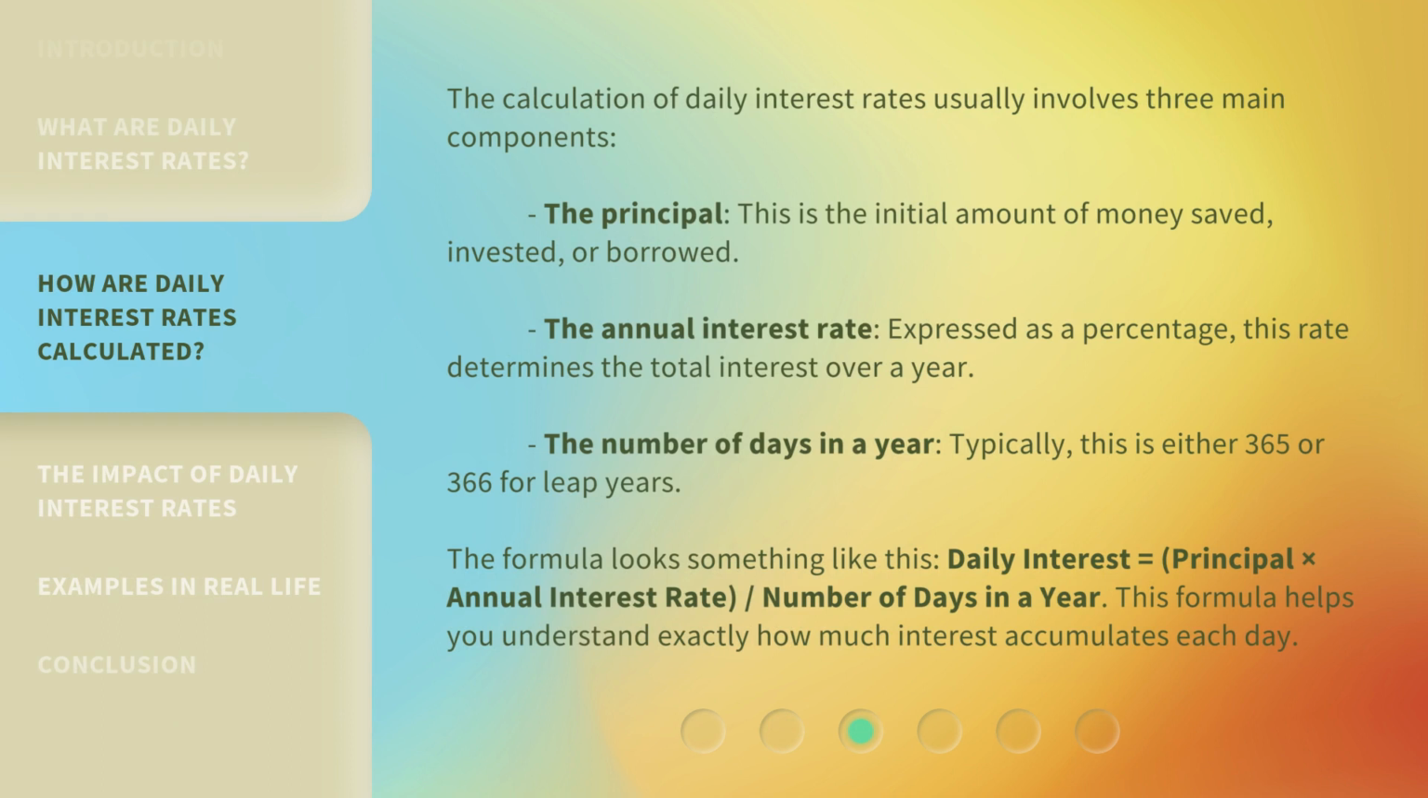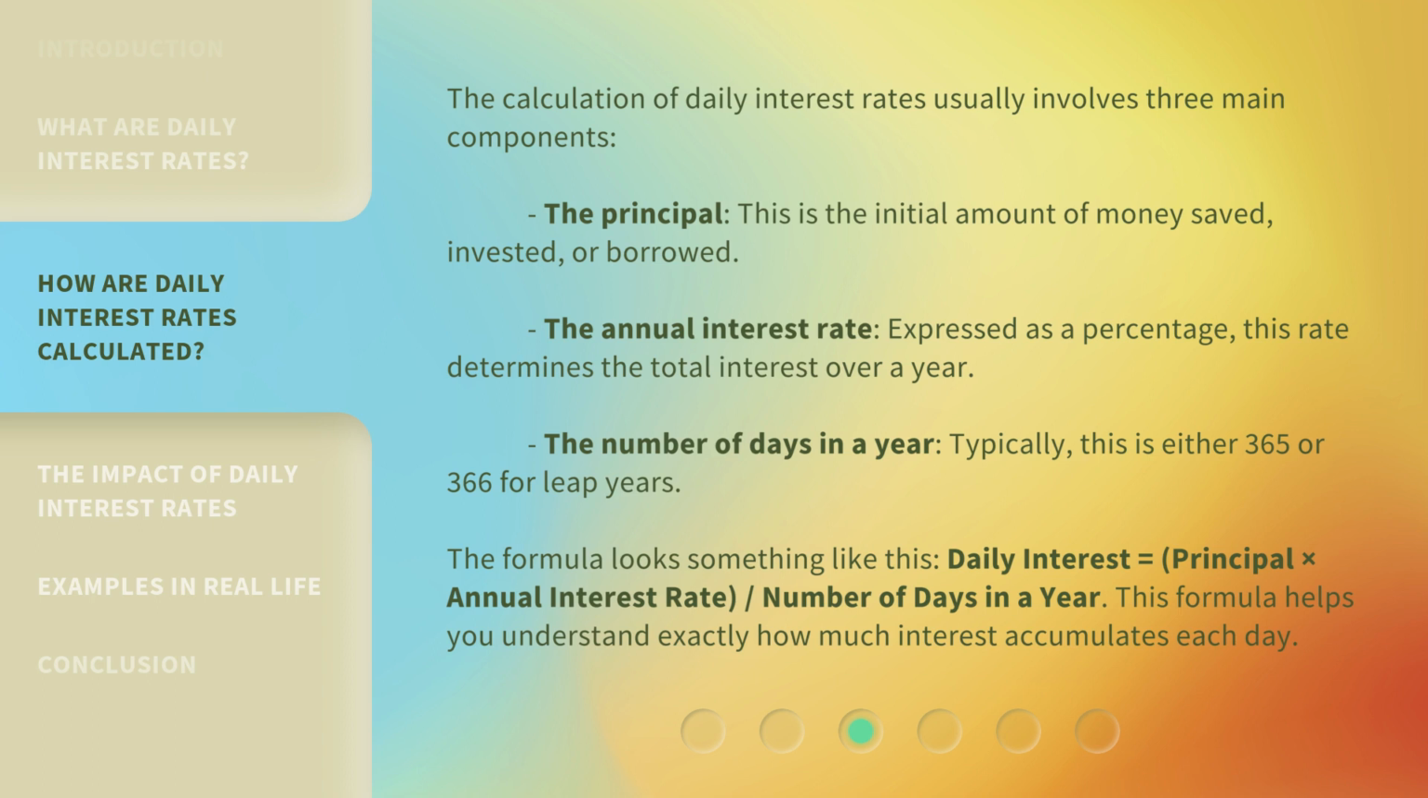The calculation of daily interest rates usually involves three main components. The principal. This is the initial amount of money saved, invested, or borrowed. The annual interest rate, expressed as a percentage, this rate determines the total interest over a year. The number of days in a year. Typically, this is either 365 or 366 for leap years.